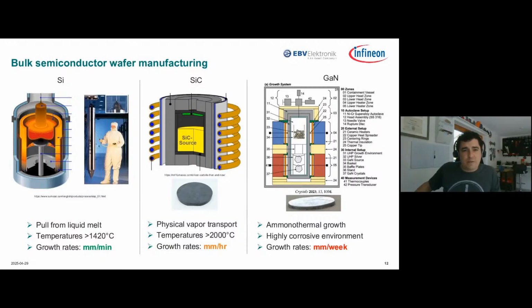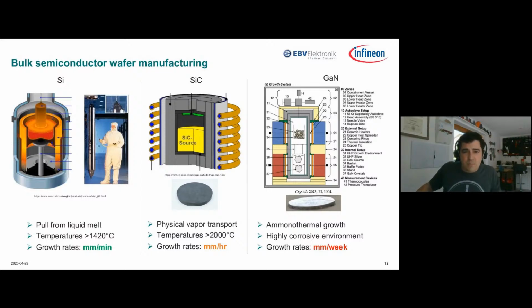Here's why that's a little bit tricky. So silicon, as I just said, grows quite quickly in the range of millimeters per minute. You need about 1420 degrees Celsius to grow this from liquid. Silicon carbide, now it's millimeters per hour instead of minute. That's a bit slower. Also, much higher temperature is needed. So you end up with a much smaller hockey puck boule here, as I said.